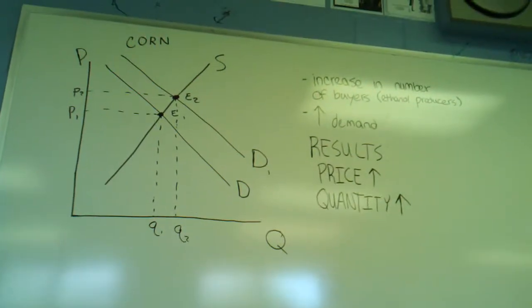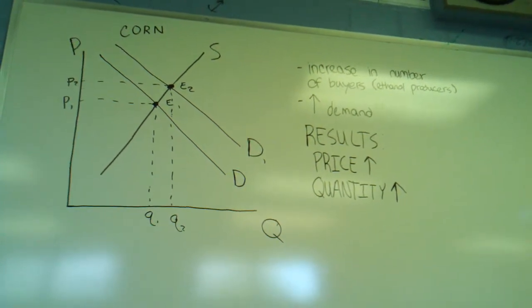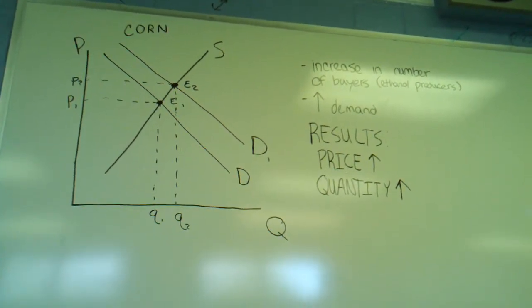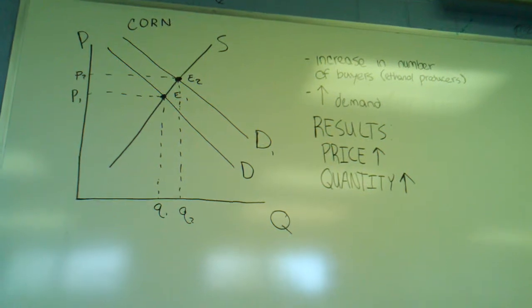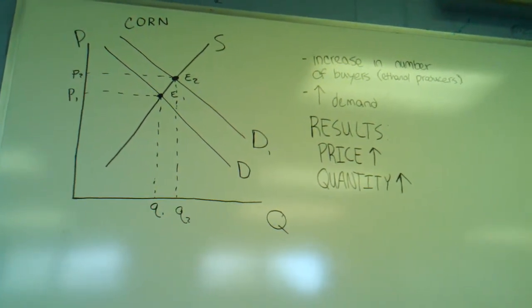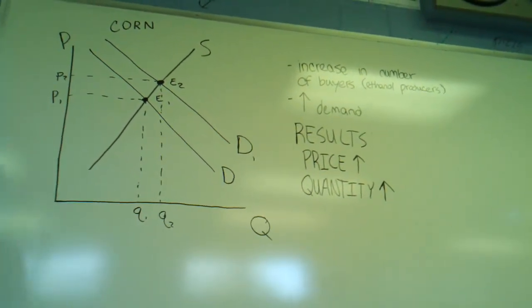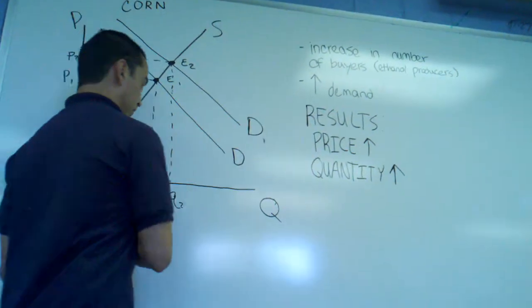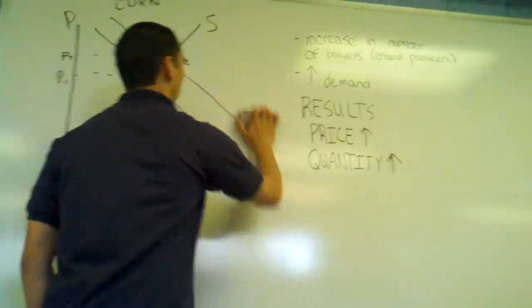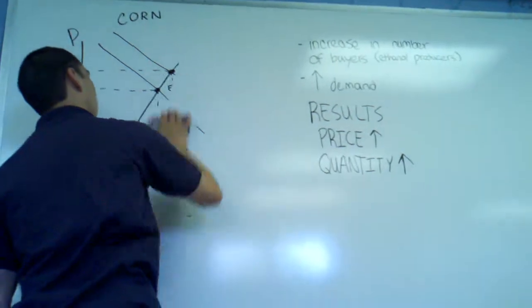So the result of an increase in the number of buyers in the corn market was a higher equilibrium price and a higher quantity, right? So sort of keep that in the back of your mind. We're going to erase all this. Now we're going to talk about how this affects other markets, right? So we're going to erase this all quickly, as quick as possible because we're running out of time on our video here. And we're going to draw supply and demand.